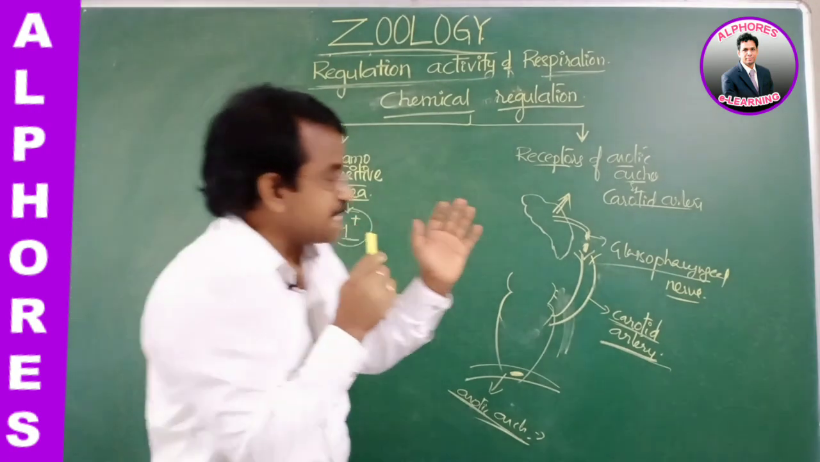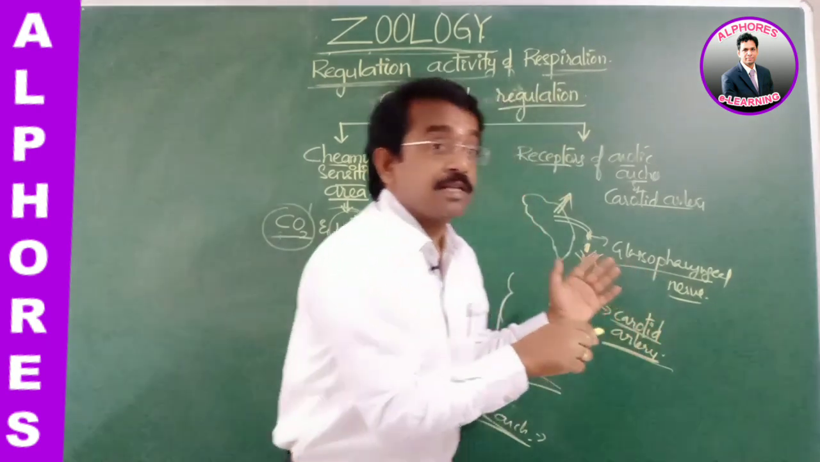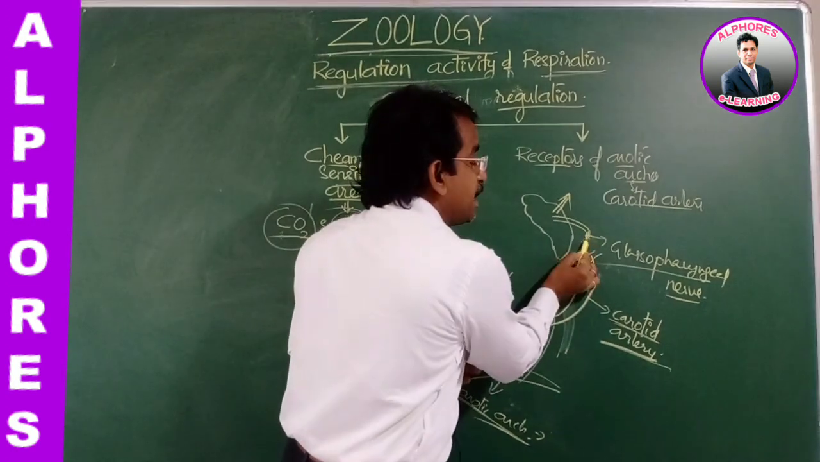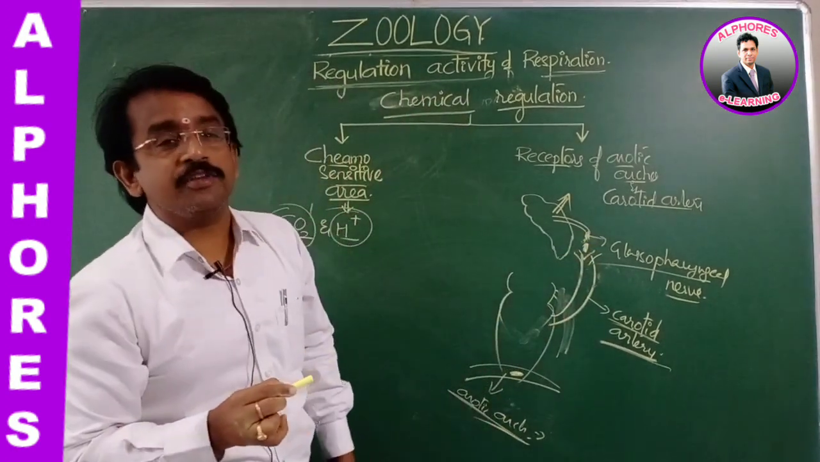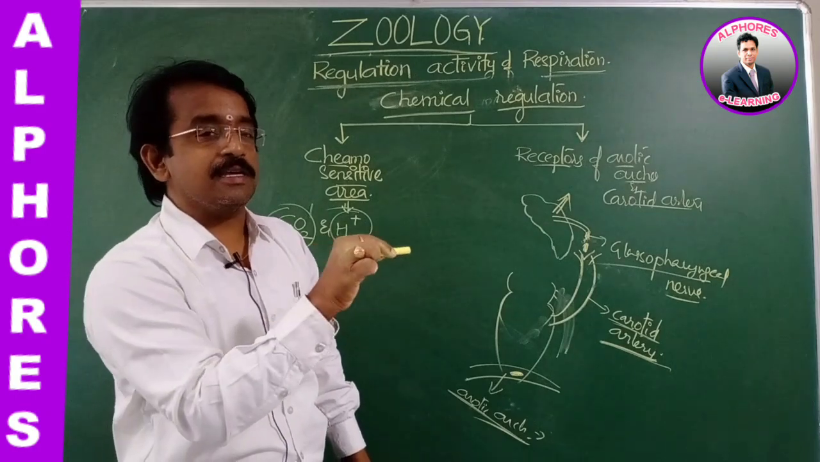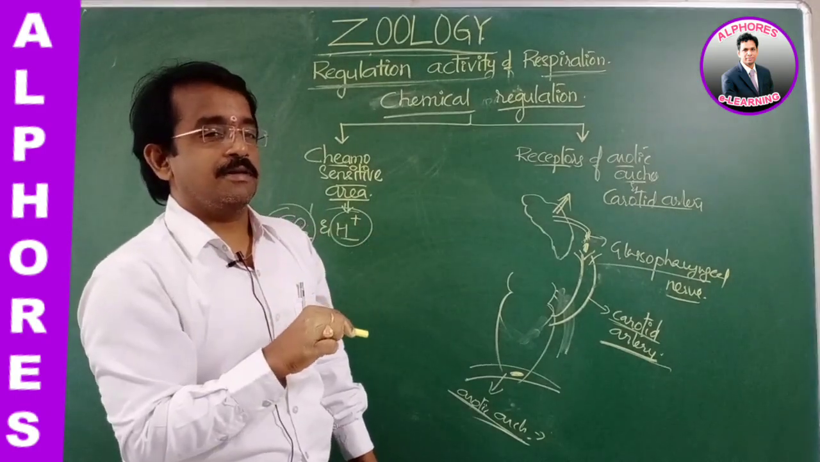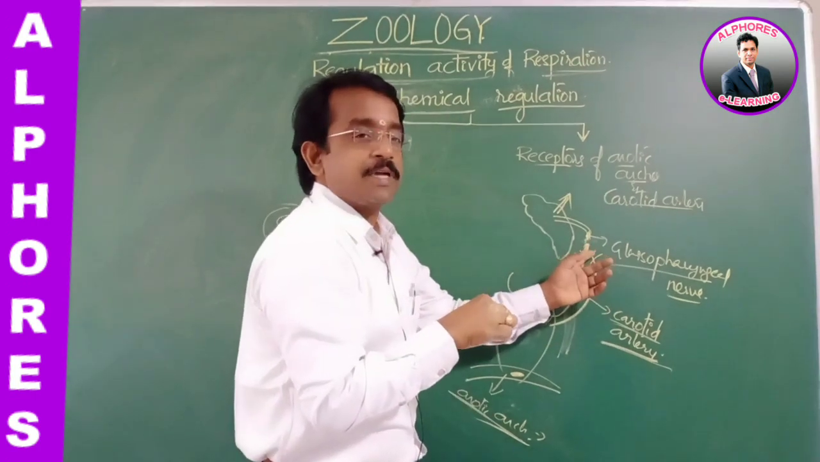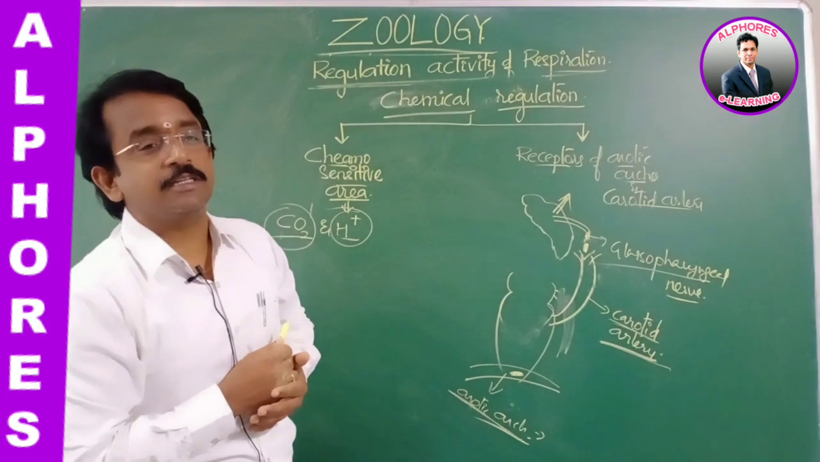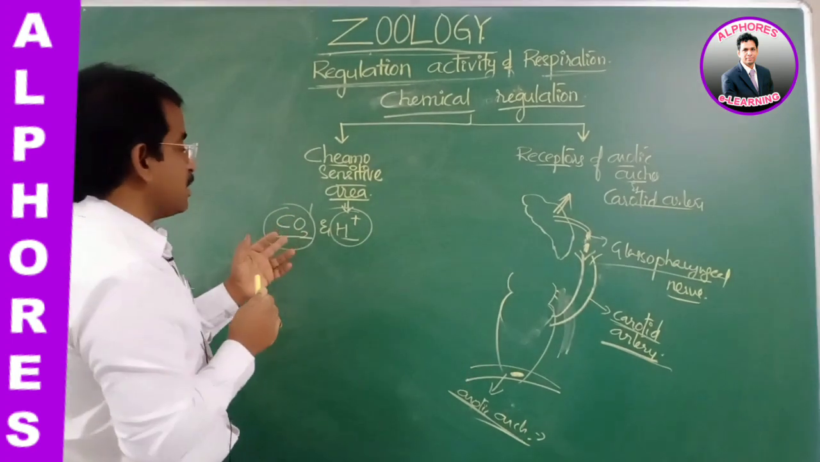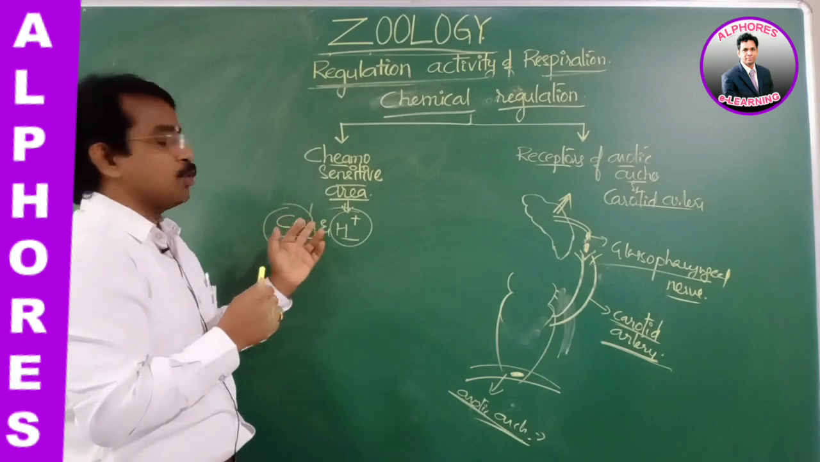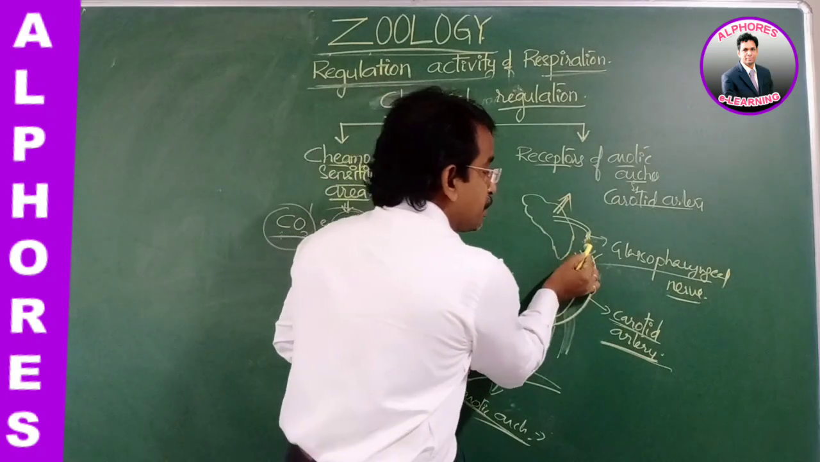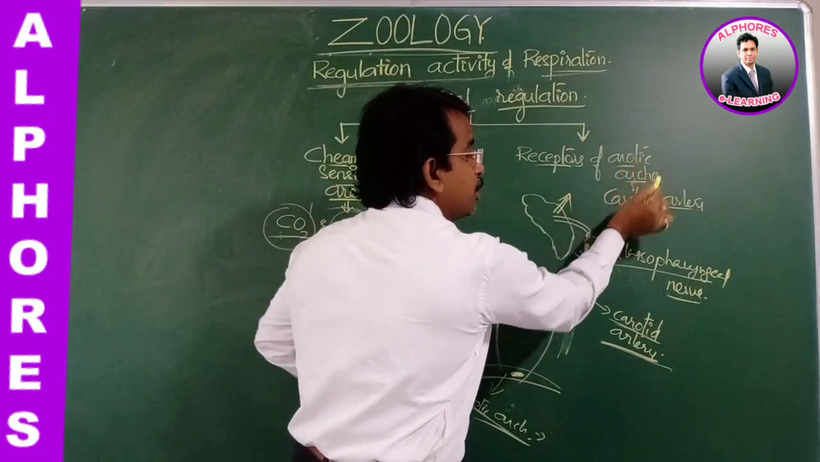In the same manner, here the receptors detect the presence of CO2 and H+ and give the signal to the glossopharyngeal nerve. The nerves detect the stimulus from the receptors as the chemical detected by the receptors. So that's what it is, a chemical regulation. Straight away here, the chemosensitive area detects the CO2 and H+. Here the receptors detect this. The receptors are present in both the aortic and carotid artery.